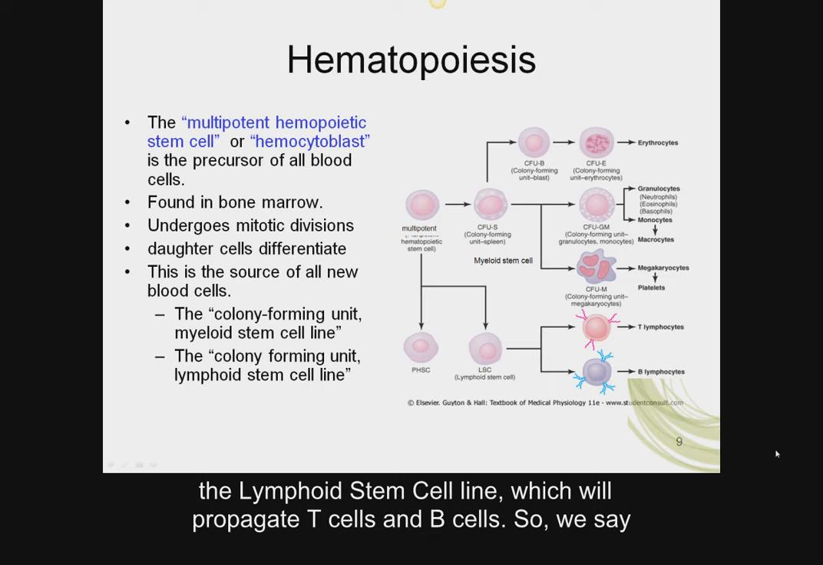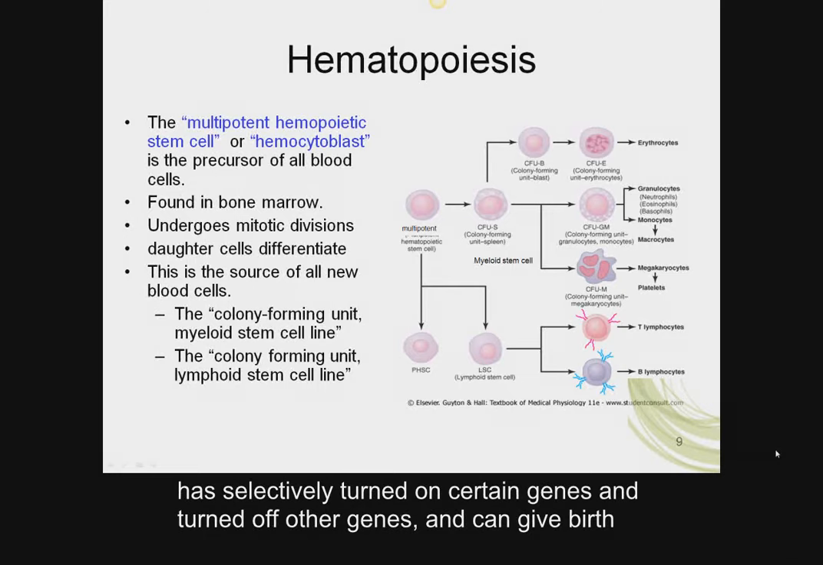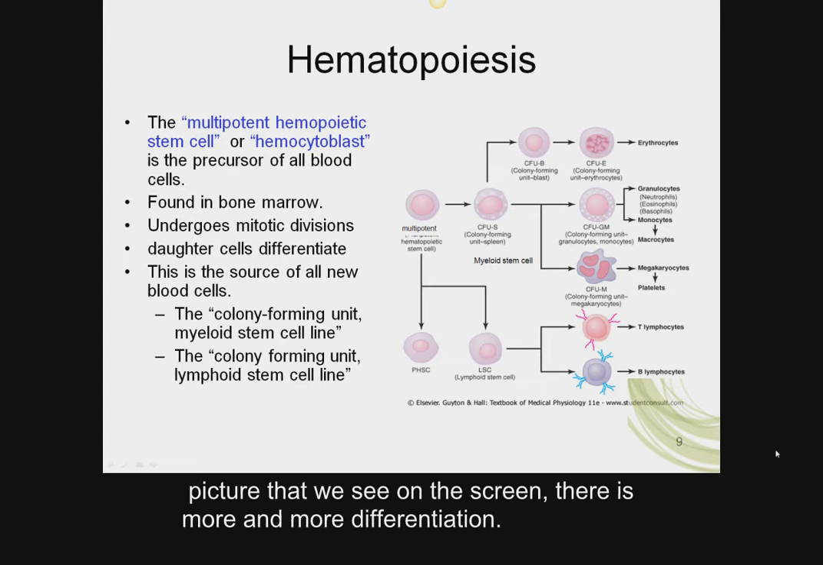The other type of stem cell line is the lymphoid stem cell line, which will propagate T and B cells. So we say multipotent again to refer to the fact that the hemocytoblast is determined, meaning it already has selectively turned on some genes and turned off other genes, and can give birth to many different types of daughter cells. But as we go from left to right in this picture on the screen, there is going to be progressive differentiation.